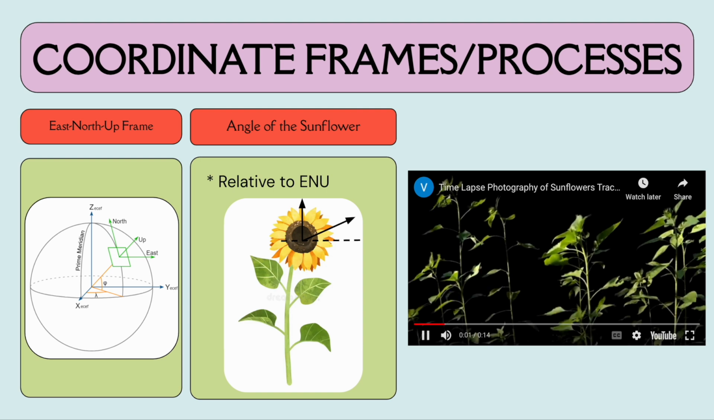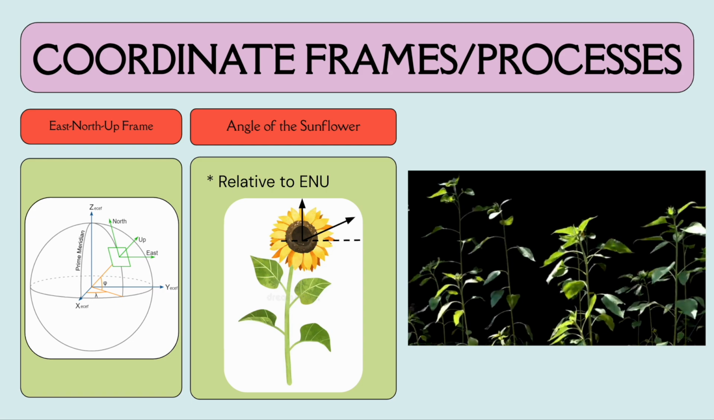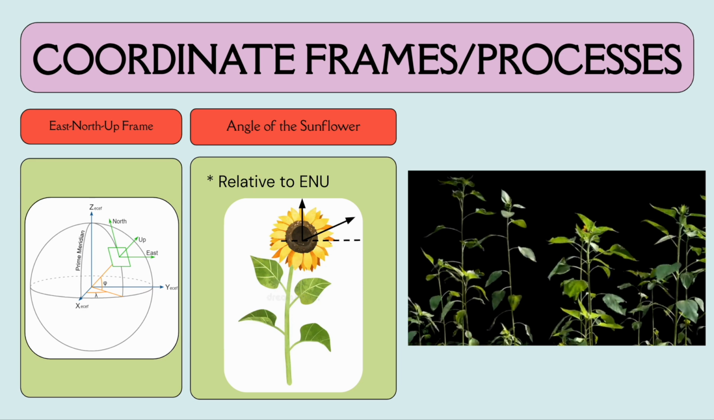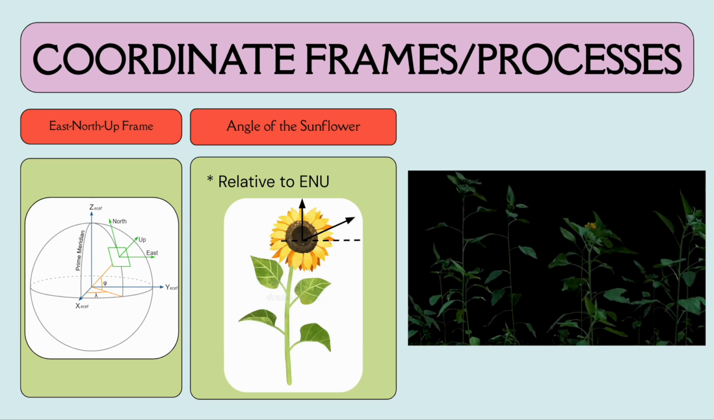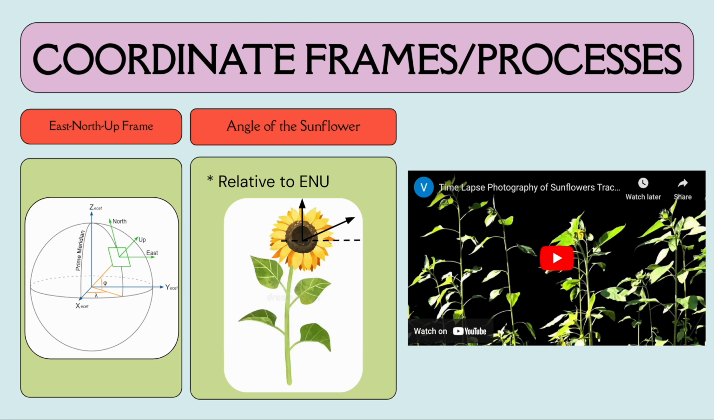The ENU coordinate system, which stands for east, north, up, is ideal for describing how sunflowers track the sun throughout the day. In this system, the east axis represents the local horizontal direction towards the sunrise, the north axis points towards geographic north, and the up axis is vertical, perpendicular to the ground.